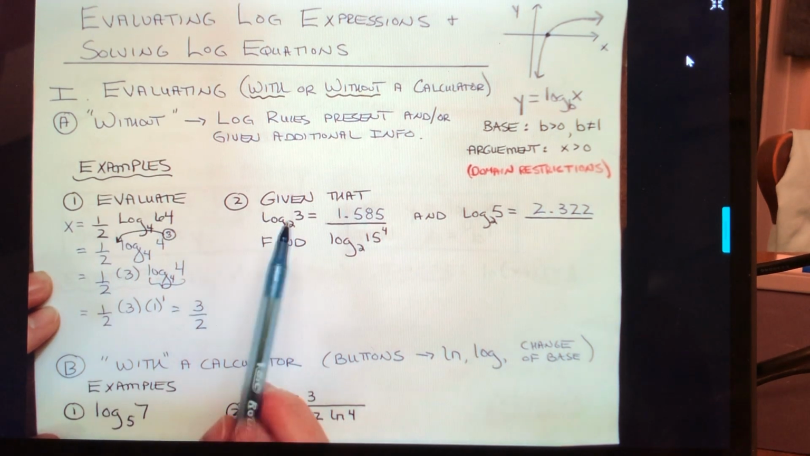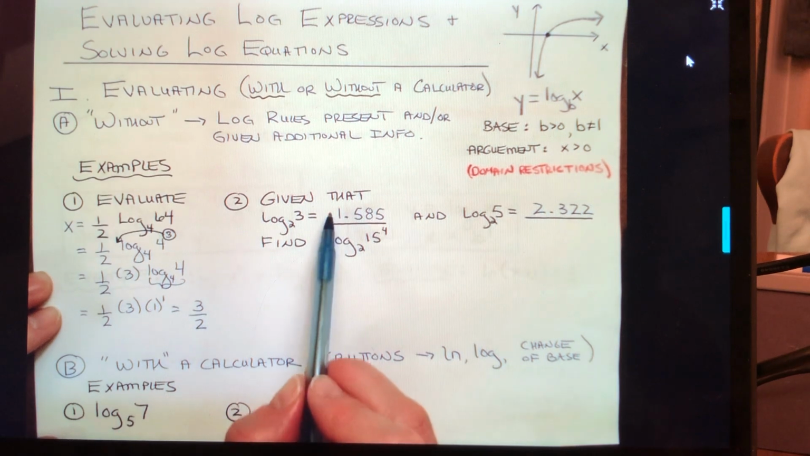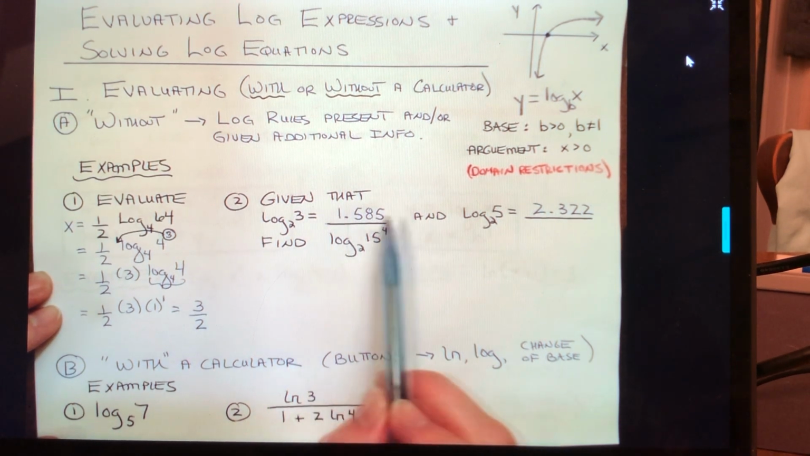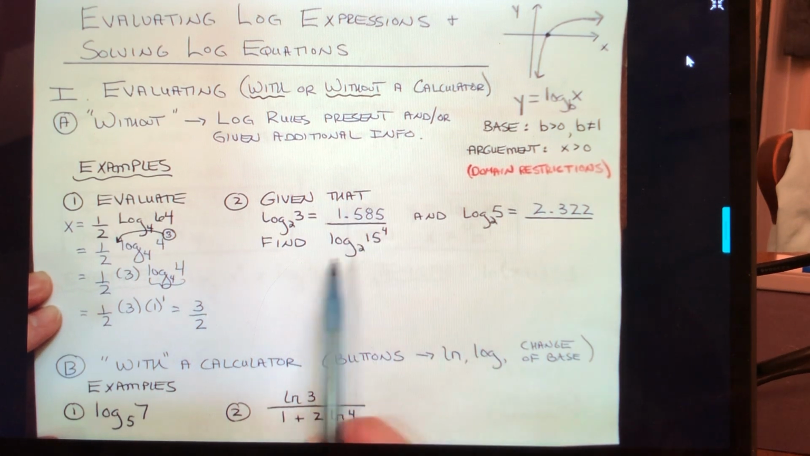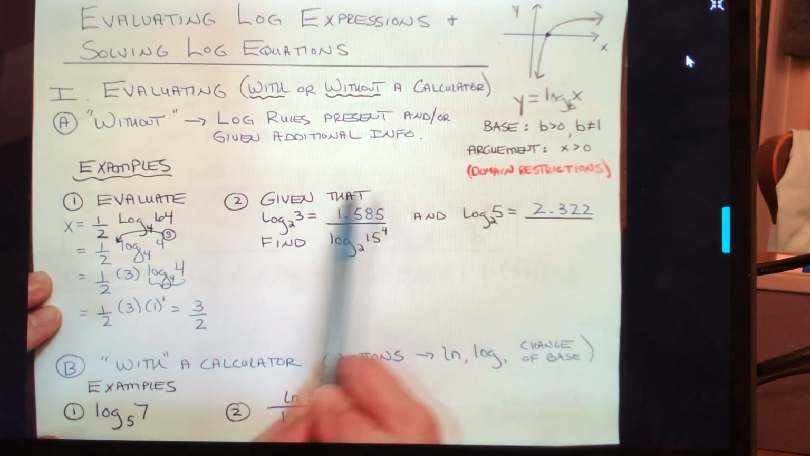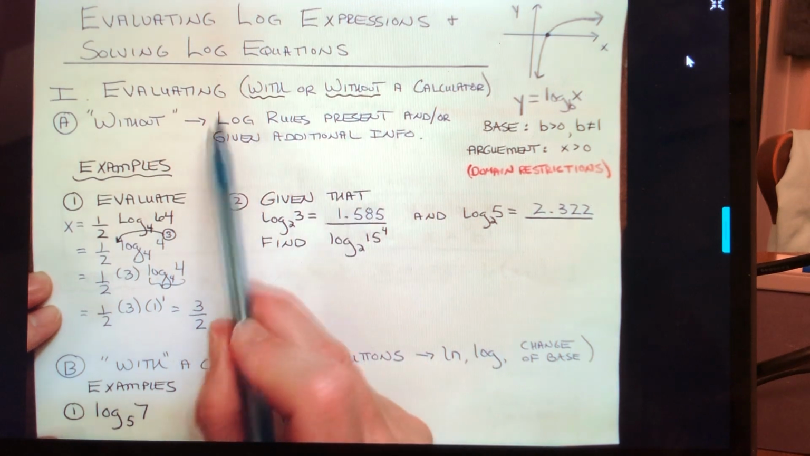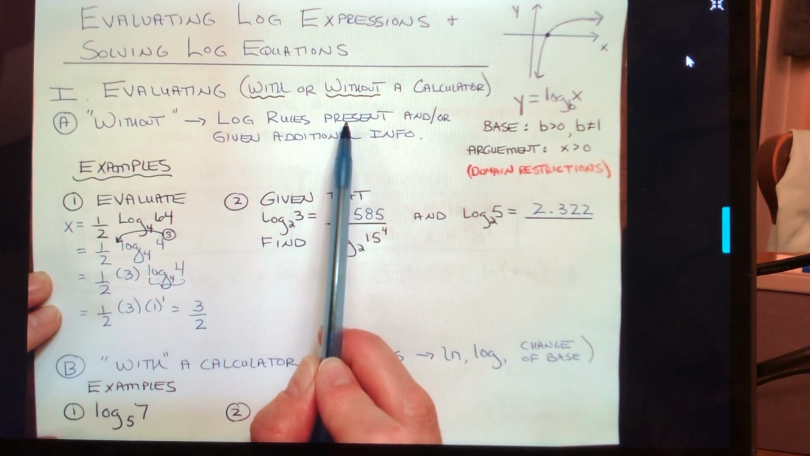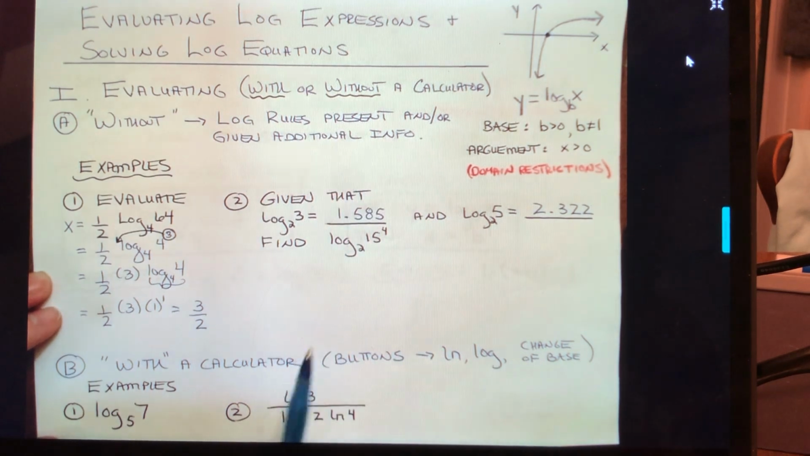Okay, this second example is worded a little differently. It says, given that. So I'm going to give you some extra information, and then I want you to find something. So this is a great example of a problem that uses both of these. There's probably some log rules in there I'm going to need to dig out, and I've given some additional information.